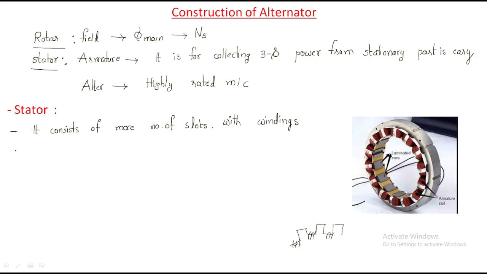The windings are arranged to collect the three-phase power. To collect the three-phase power, that means we will get the three-phase power. So some slots for R winding, some slots for Y winding, some slots for B winding. Okay.